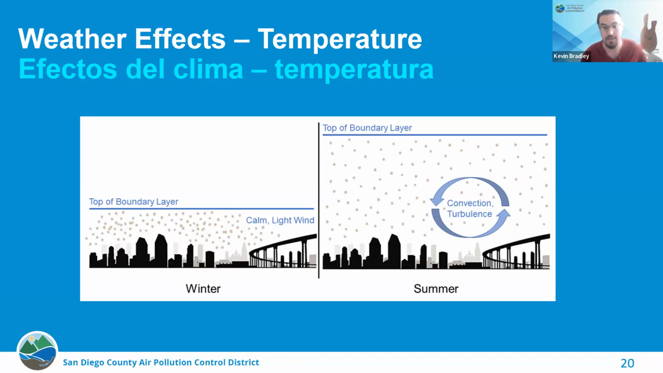Of course, temperature is not the only weather phenomenon. There's rain, there's wind, there's all sorts of other things that matter in terms of where this pollution ends up and what levels we're seeing at which location. But I will refer back to this concept that cooler weather tends to mean higher levels, and hotter weather tends to mean lower levels. I'll refer back to this over the course of this presentation, so I wanted to make sure to mention that before we get into the data.